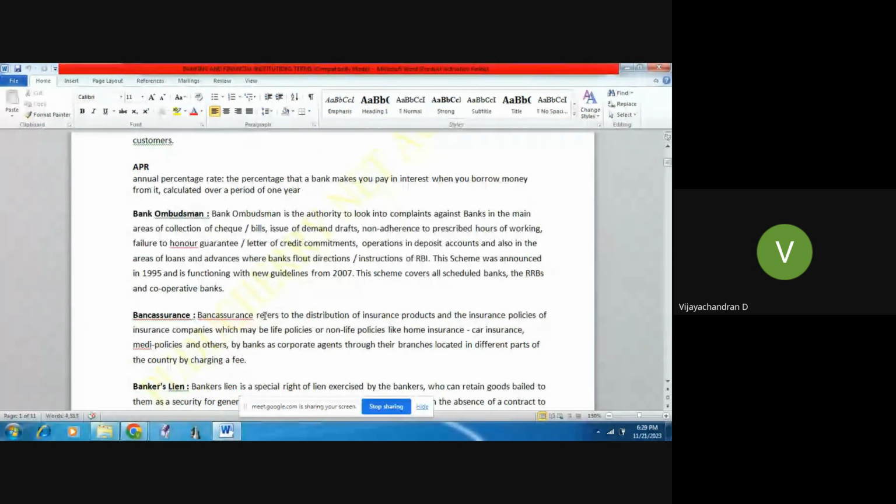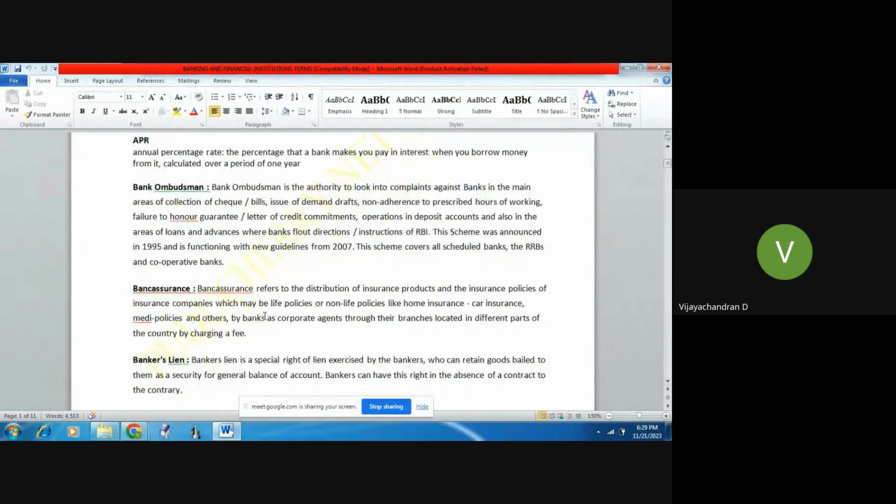As you know, banking companies are also entering into bank assurance. So what is bank assurance? Insurance products and insurance policies of the insurance company may be sold through the banks, like car insurance, home insurance, or life insurance. That will be done through the bank. So the bank will do the insurance also. That is known as bank assurance.